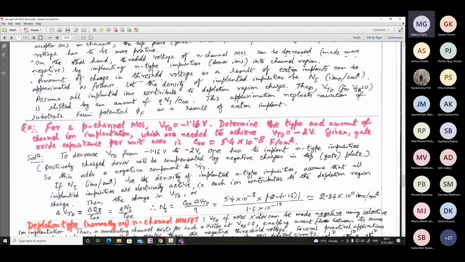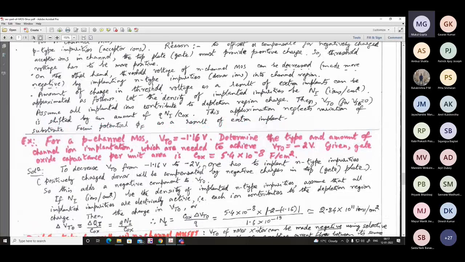For a p-channel, we show one numerical example. For a p-channel metal oxide semiconductor, suppose the threshold voltage has been designed to be minus 1.16 volt. Now we need to make it more negative, from minus 1.16 to minus 2 volt. That means making it more negative by an amount of 0.84. Determine the type and amount of channel implantation needed to achieve this.